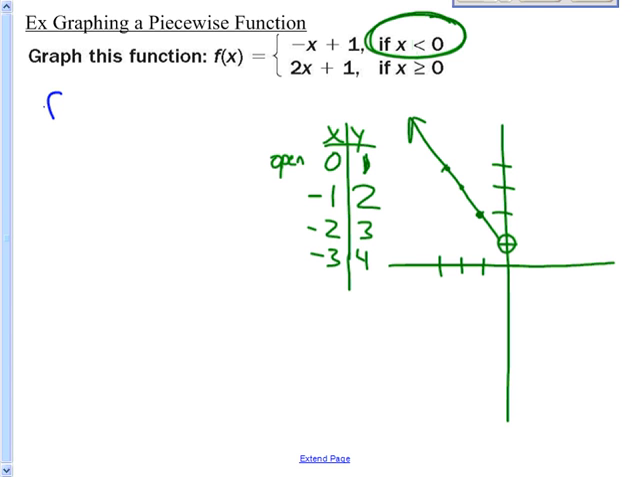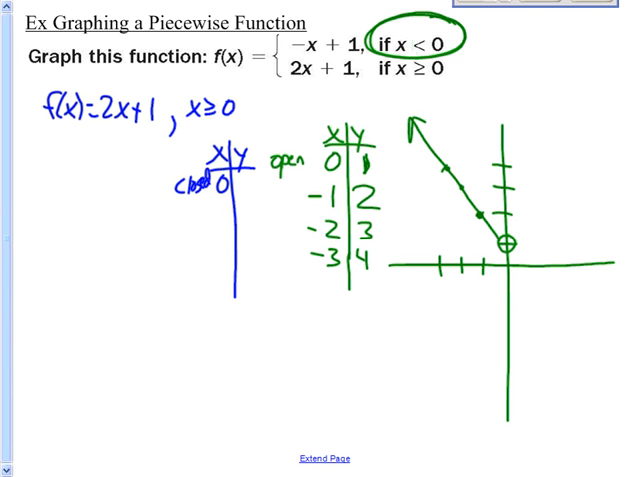So f of x equals 2x plus 1, but only when x is greater than or equal to 0. This time, I'm going to start at 0, but I can keep this closed now because I can include 0, or equal to 0, and then I'm going to pick x values bigger than that, greater than or equal to 0. Okay, and I'm going to plug them in one by one.